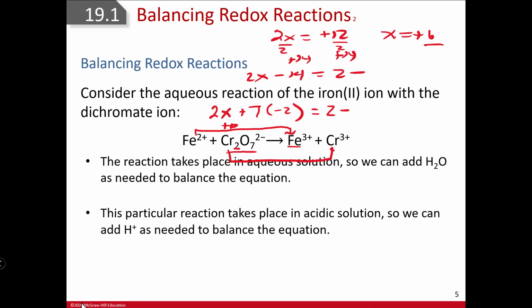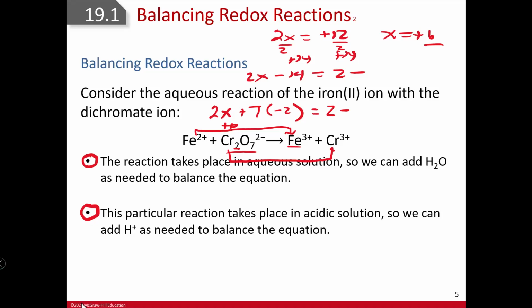All right. So this is important. This reaction, you're going to use water to balance the oxygens on both sides of the equation. It says this particular reaction takes place in an acidic solution, so we can add hydrogen ions to also balance the equation.